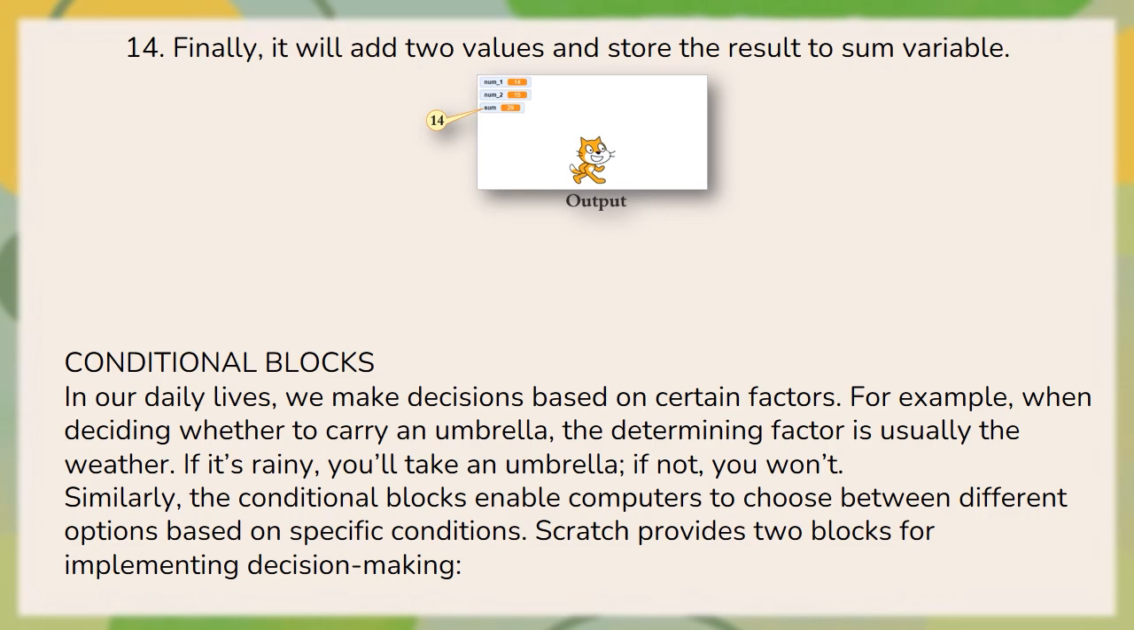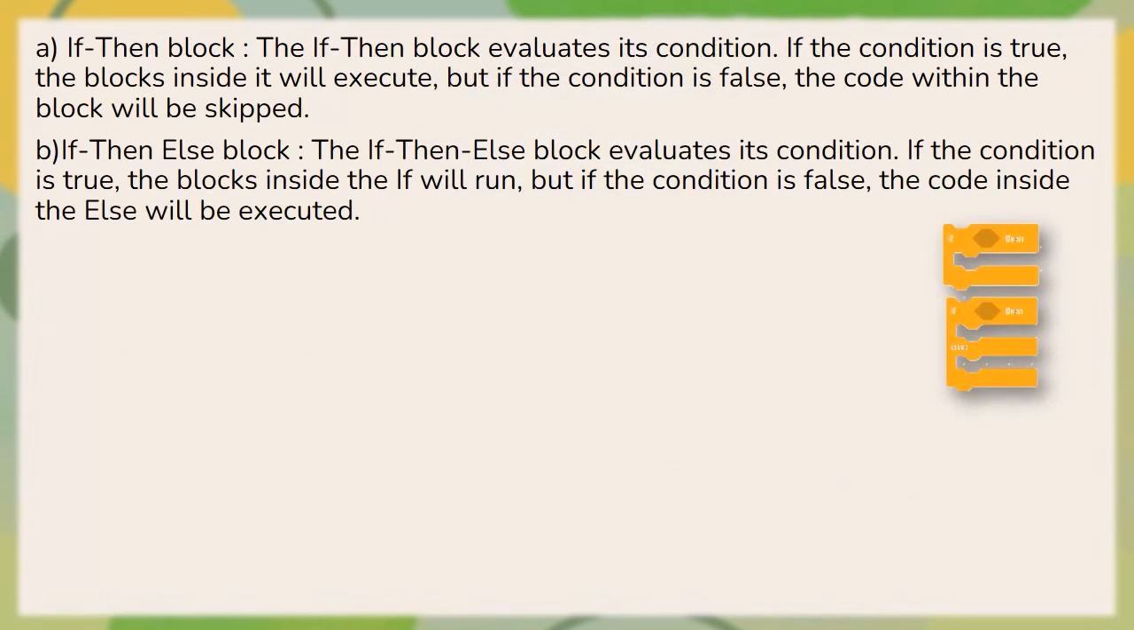Scratch provides two blocks for implementing decision-making. A. If-then block. The if-then block evaluates its condition. If the condition is true, the blocks inside it will execute, but if the condition is false, the code within the block will be skipped. B. If-then-else block.